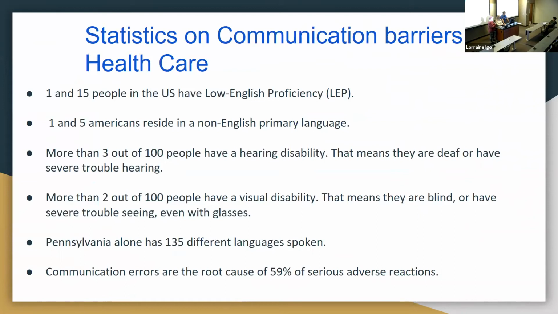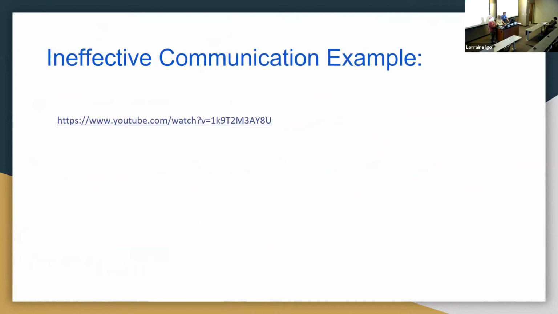These are some statistics on communication barriers in healthcare. 1 in 15 people in the US have low English proficiency. 1 in 5 Americans reside in a non-English primary language. More than 3 out of 100 people have a hearing disability, and that means they're deaf or have severe trouble hearing. More than 2 out of 100 people have a visual disability, which is how they are blind or have trouble seeing even with glasses. Pennsylvania alone has 135 different languages spoken, and communication errors are the root cause of 59% of serious adverse reactions. And we have a video about ineffective communication.